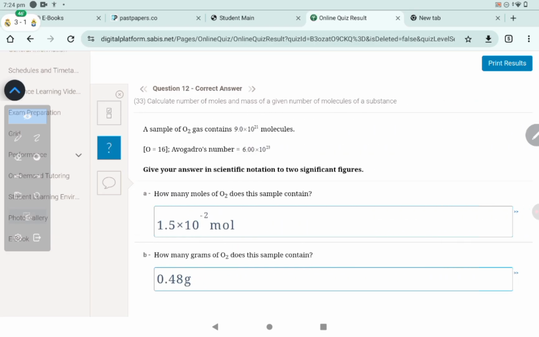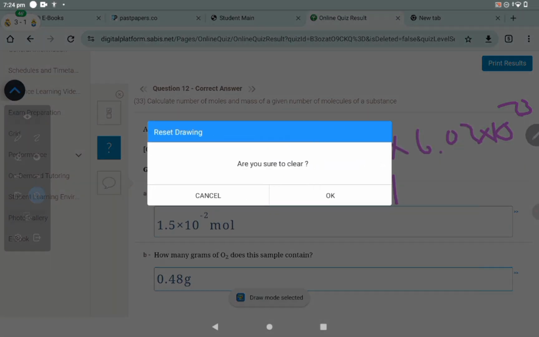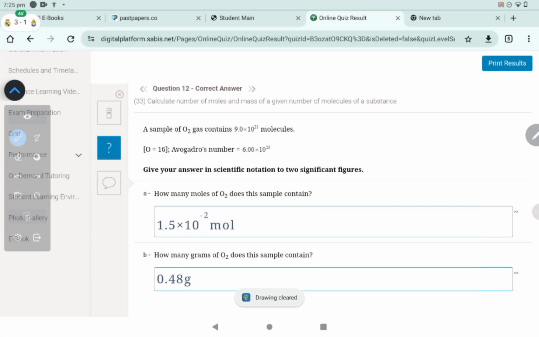Now for this one, a sample of O2 gas contains 9 times 10 to the power of 21 molecules. Avogadro's number is 6 times 10 to the power of 23. So we have the molecules. They want the moles first. So from molecules to moles, we divide by Avogadro's number. So 9 times 10 to the power of 21 over 6 times 10 to the power of 23, we get 0.015. In scientific notation, that is 1.5 times 10 to the power of negative 2 moles.